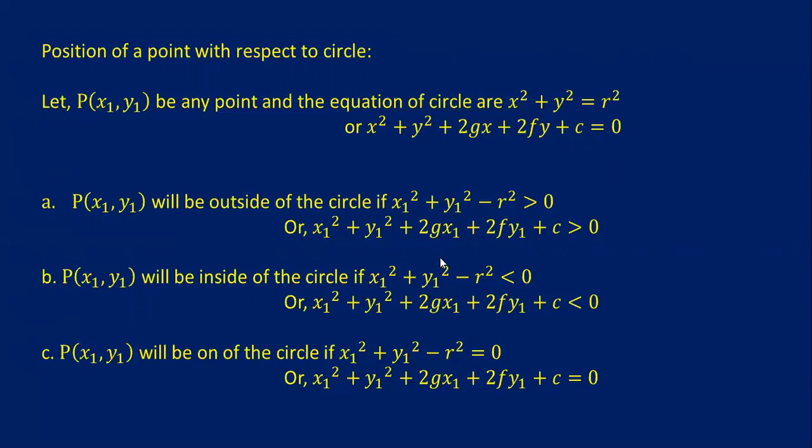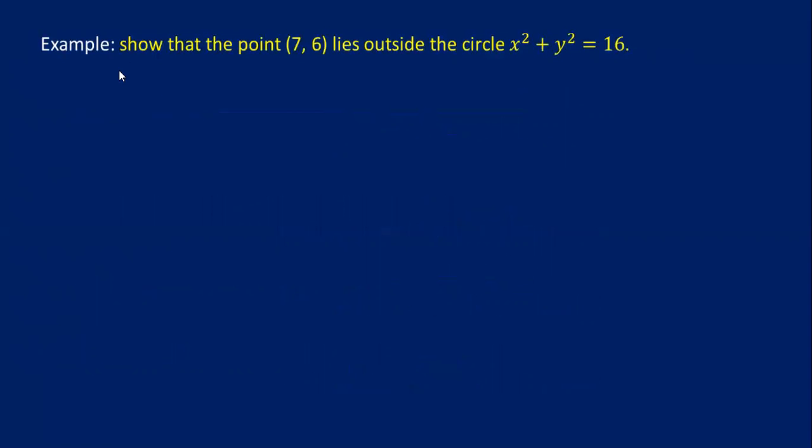This is theoretical. Now we will see mathematical problems. Now see the example: show that the point (7, 6) lies outside of the circle.